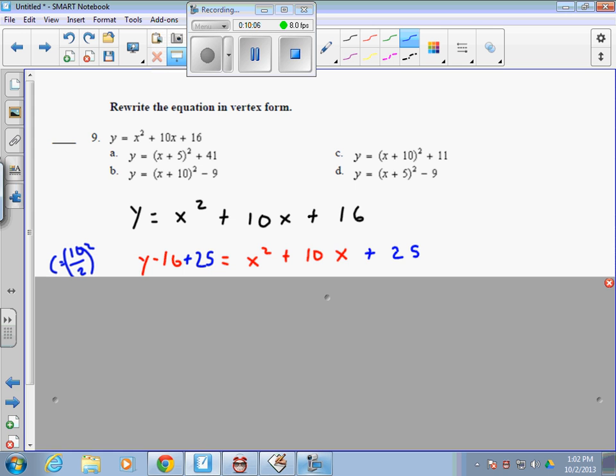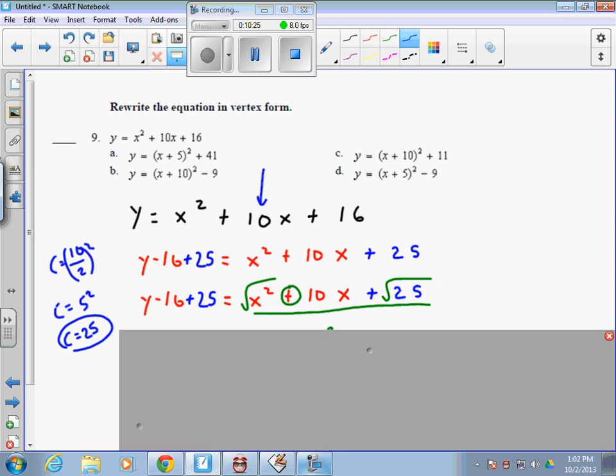You have to find what c's value is. Remember, c is b's value divided by 2 squared. So 10 divided by 2 is 5, squared, which is 25. That's why we have y minus 16 plus 25 equals x squared plus 10x plus 25. Both of the c's are plugged in. Then take that perfect trinomial.